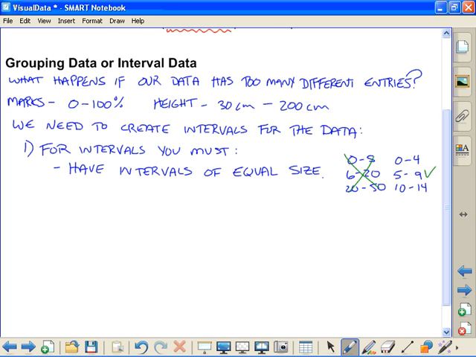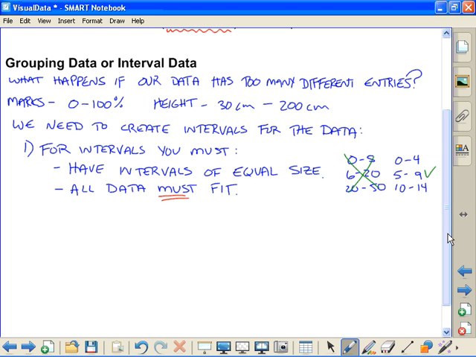The second thing you have to have is that all data must fit. You can't have a piece of data in the end that doesn't fit in your intervals. For the example I had over here, if I had an answer of -1, it doesn't fit in my intervals. That's something you look at in the data to make sure everything is included.